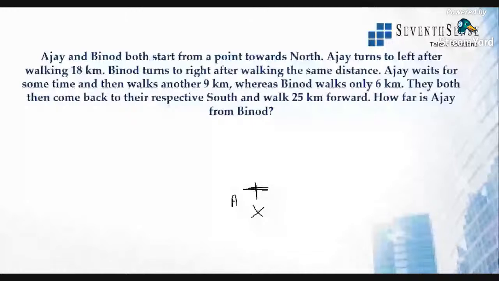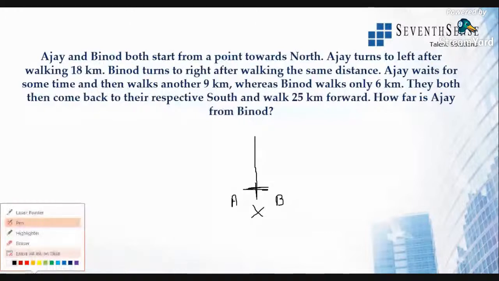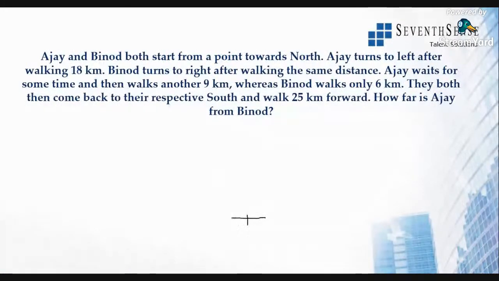All right. Now what are they telling? Both start pointing towards north. Ajay turns left after walking north, after walking 18 kilometers. I'll just take it at a different value. This is the starting point. Now Ajay starts walking 18 kilometers and he turns left. Left in the sense, Ajay goes to this side. It is west. Binod turns right after walking the same distance. So Binod will turn towards east.